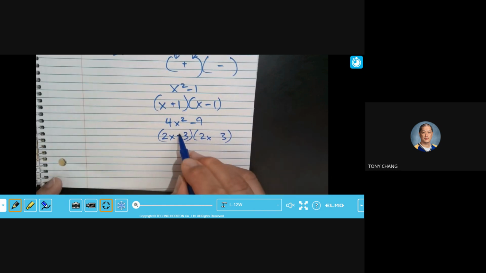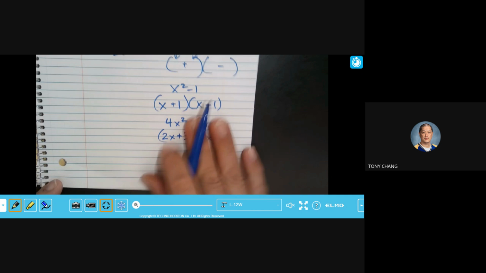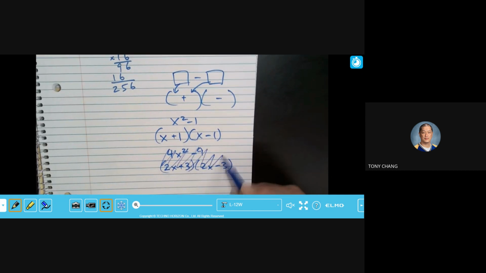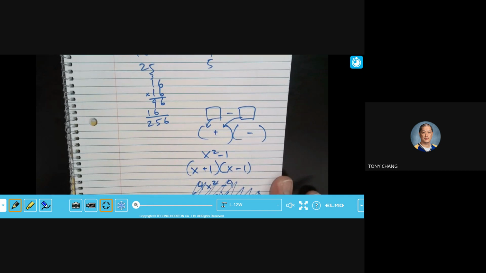One's going to be a plus, one's going to be a minus. Okay, so that's how you find the factors, the difference in squares. I'm going to erase this. That's not part of the question.